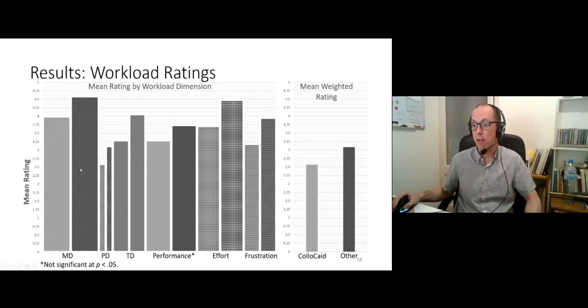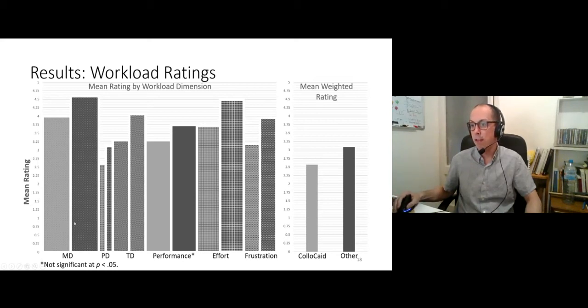As you can see, across the mental demand dimension, physical demand dimension, temporal demand dimension, performance dimension, effort dimension, and frustration dimension, Collocate has a clear advantage. The only dimension in which this was just above the significance threshold was performance. Now we have on the right hand side here the overall workload score, which is calculated taking into account the weight each user gave to each of these dimensions. Collocate has a clear advantage here of just over 0.5.